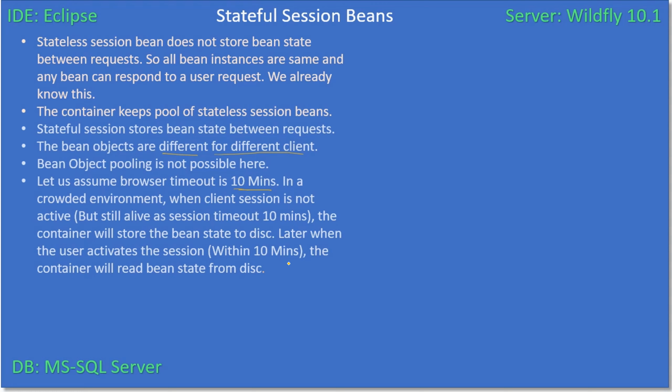So why is it doing this? Because we already said, in a crowded environment there will be multiple requests, and since we cannot create the instance and store it in the pool, and a bean will store the state information of the client request, we cannot keep it for a long time in the memory. Why? Because the memory will run out if there are multiple clients making requests to the server. And when the client session is not active, it's not good to keep the bean in the memory just for nothing. So it will be stored into the disk.